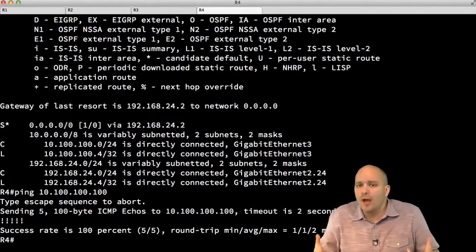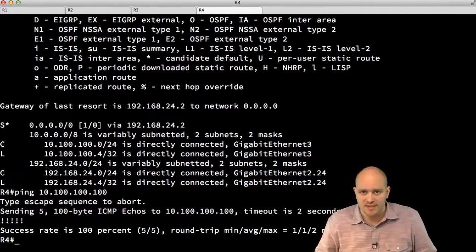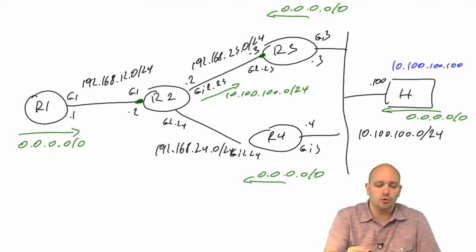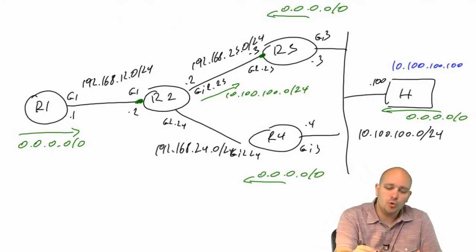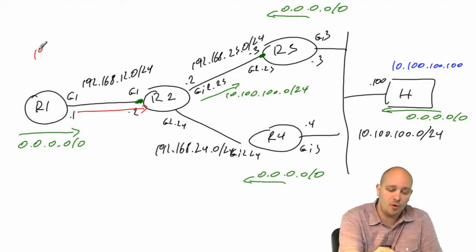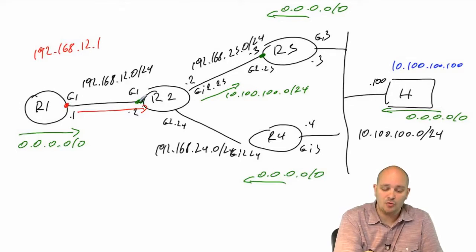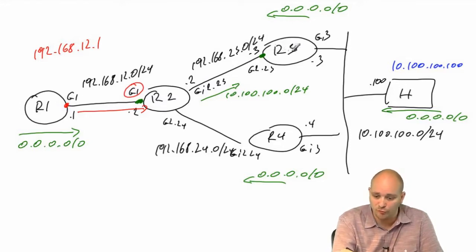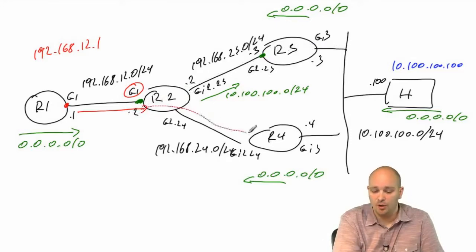Let's now see where and why we could use policy-based routing. Let's say that we wanted to make sure that traffic coming from R1, that means from 192.168.12.1, the IP address of R1, arriving on interface gigabit 1 on R2, instead of taking the default path that follows the routing table, is sent down to R4, to this next hop here.